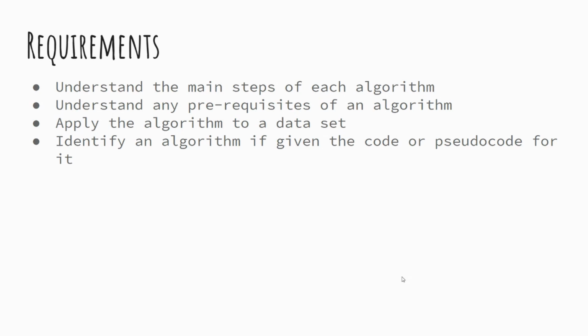So we're going to understand how a linear search and a binary search actually run, and any prerequisites of the algorithm, and this is important, and it will become apparent why when we look at this later on in this lesson. Applying the algorithm to a data set, it's actually just running through this practically, and identifying an algorithm if a given code or pseudocode is presented to us. So we'll look at what this looks like if we were given the pseudocode or the exam reference language version of it, as well as the actual Python code for both of these searches.